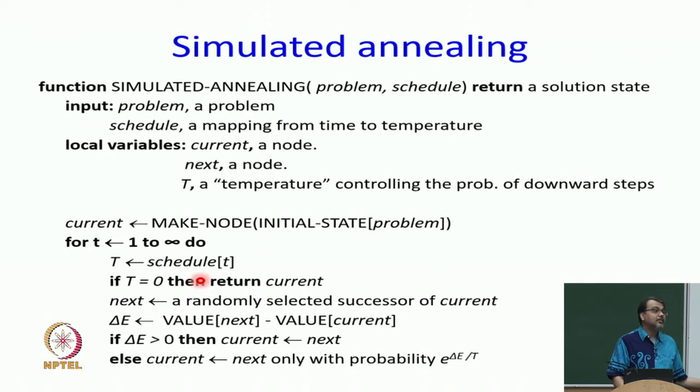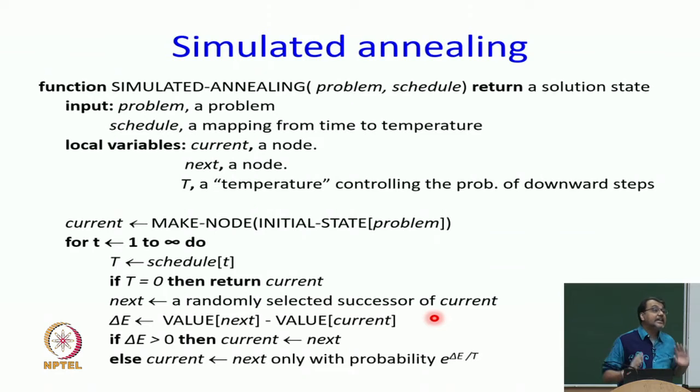And so, how do we operationalize this? If we set T equal to 0, that means I have become so cold that I have frozen. If I have frozen, then I cannot move anymore. If I cannot move anymore, return the answer. Otherwise, my next state is a randomly selected successor of current. Notice that it is a random selection. I am not optimizing, I am not going over all neighbors and doing anything greedy. Now, delta E is the value of next minus the value of current. If delta E is positive, life is good, next is better than current, I jump: current is equal to next.